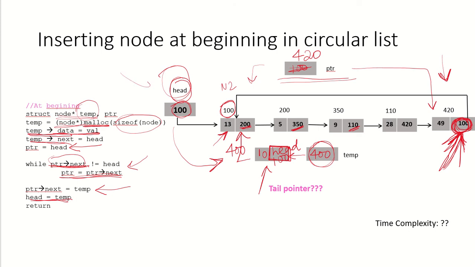Just the way we maintain a head pointer, we can also maintain a tail pointer, which always points to the last node of the linked list. In case we have a tail pointer variable available with us, we will not have to traverse the linked list every time. Using the tail pointer, we can access the address part of the node over here and update it.